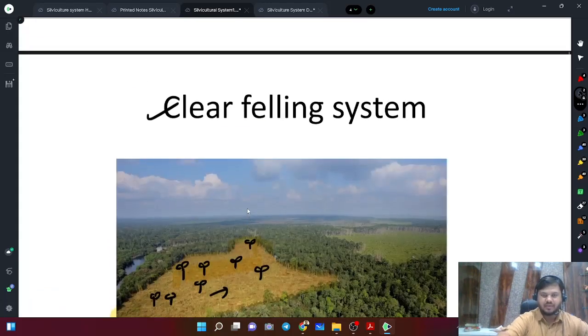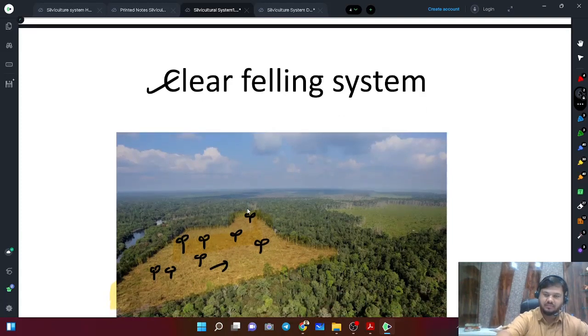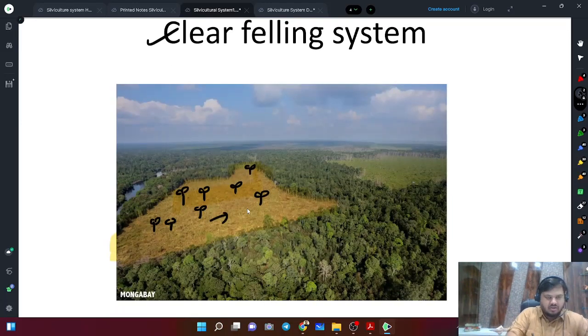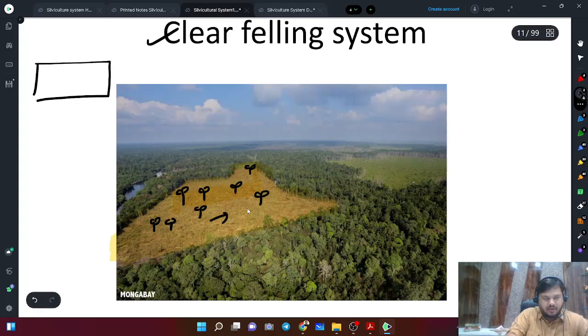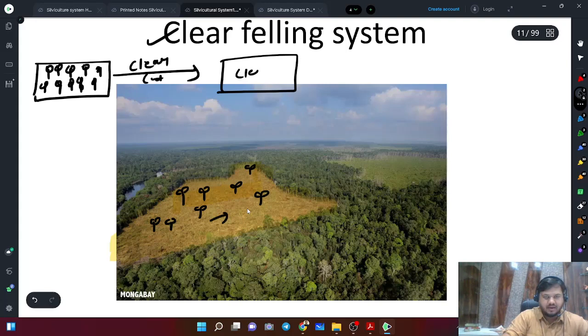In our exam, I am just giving you an overview. When we cover this system, we'll do it in detail. But you should have the habit of making the diagram. So you can just draw a tree like this. There are trees in the clear felling system, these are all trees. This whole area is cleaned, it is clear cut. This is a technical term. It is clear cut in one way, and clear felled. So this is the clear felling system.